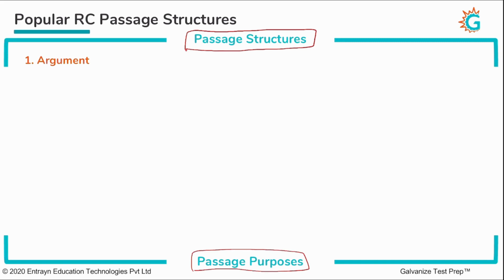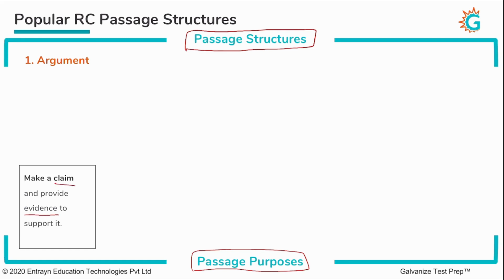So the first structure that we are going to look at of reading comprehension passages is the argument structure. So in an argument, the passage will make a claim and provide evidence to support that claim. Right? Because an argument is essentially to put forth a point, to convince someone, to persuade someone. Right? So that's what the passage is going to do. For example, let's say you take Shakespeare, a claim that Shakespeare was not a single author, and then providing evidence to support that claim.